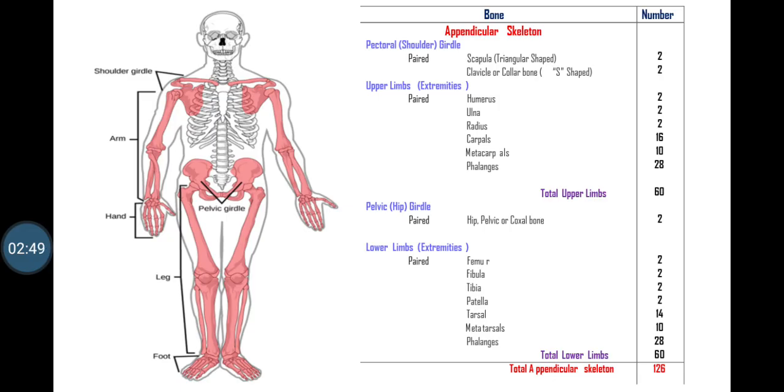Pelvic girdle contains pairs of hip bones. Lower limb contains pairs of femur, fibula, tibia, patella, 14 tarsals, 10 metatarsals, and 28 phalanges. Total 126 bones.